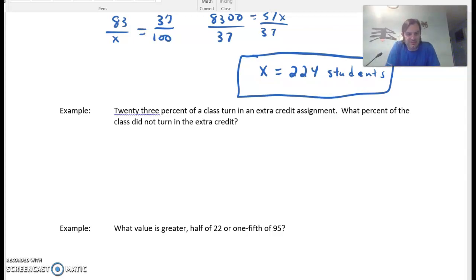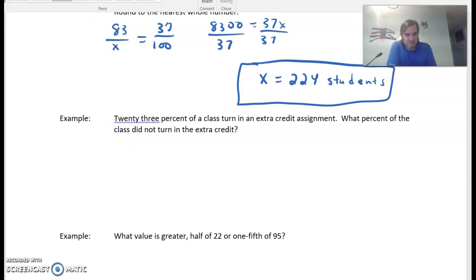So we're down here to this example. 23% of a class turn in an extra credit assignment. What percent of the class did not turn in the extra credit? Well, this goes back to earlier, where we said that the total percentage would be 100. If 23 turned it in and we want to know what percent did not, that's a simple subtraction problem, which leaves us with 77% did not turn in the extra credit.